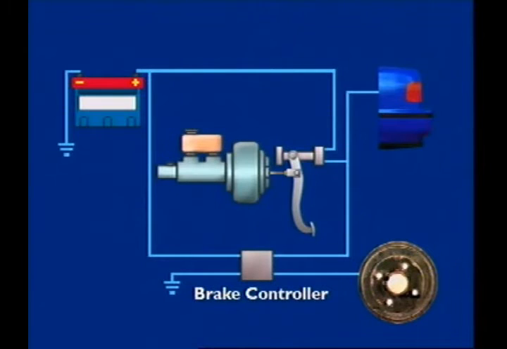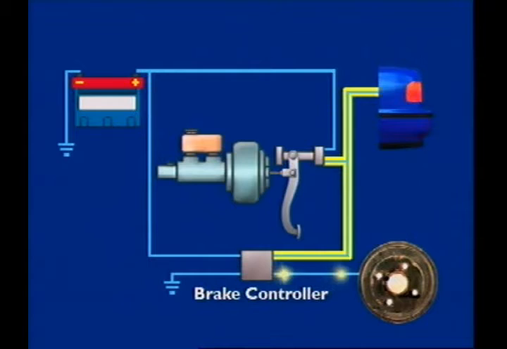When the brakes in the towing vehicle are applied, the brake light circuit sends the signal to the control unit. The control unit then sends an appropriate current to the trailer brake actuators to operate the trailer brakes at the level selected.